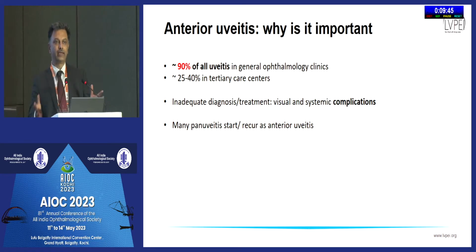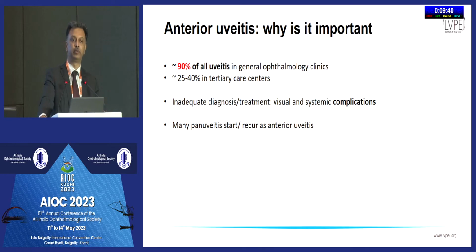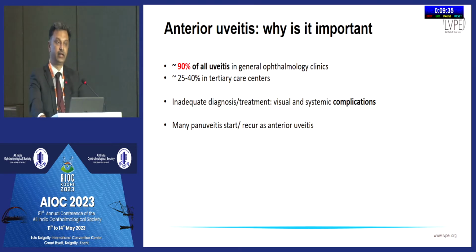Right. So why is anterior uveitis important? Most likely, the majority of the people sitting here are general ophthalmologists, and in a general ophthalmology clinic, more than 90% of all the uveitis patients that come are likely to be anterior uveitis, and even in a tertiary care center, up to 40% of all patients are likely to be anterior uveitis. And it's not an innocuous condition. If we treat it inadequately or diagnose it inappropriately, then it can result in very significant visual and systemic complications.